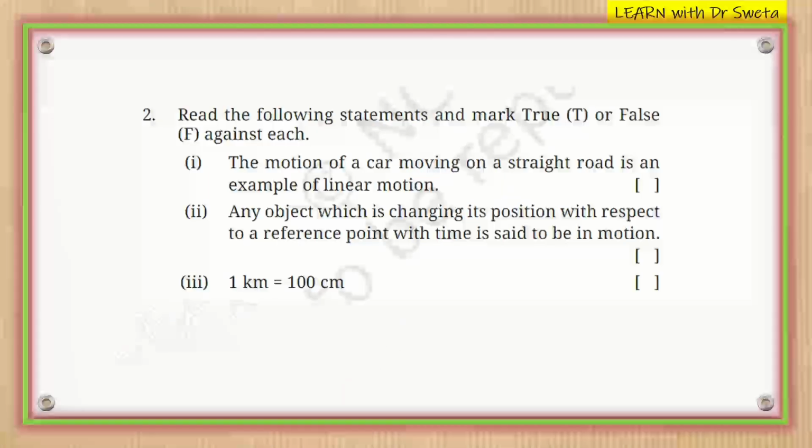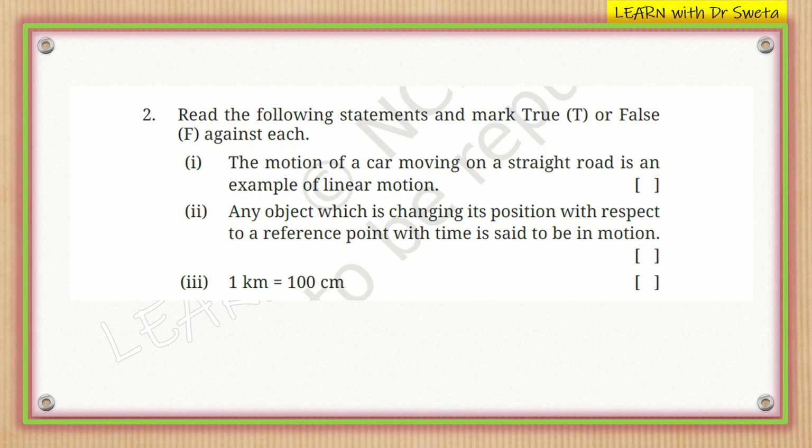Next question is, read the following statements and mark true or false against each. So first is, the motion of a car moving on a straight road is an example of linear motion. True. Second is, any object which is changing its position with respect to a reference point with time is said to be in motion. True. Next is, 1 kilometer is equal to 100 centimeter. False. 1 kilometer is equal to 100,000 centimeter.